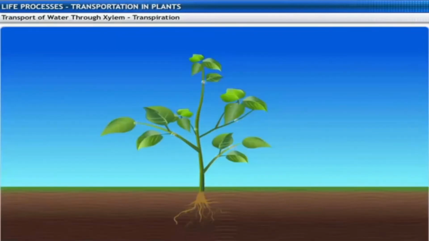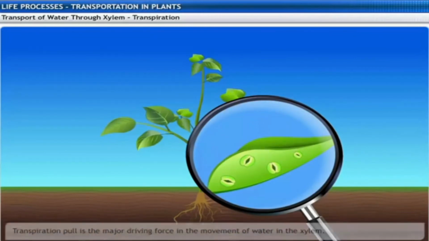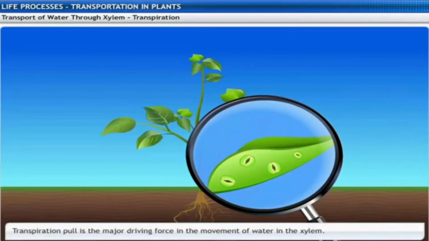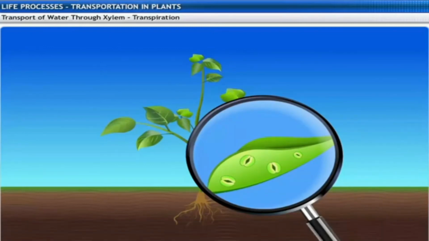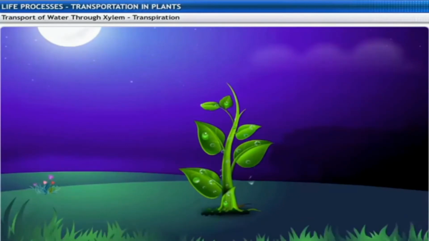Transpiration helps to cool the plants and to get rid of excess water. During the day, when the stomata are open, the transpiration pull becomes the driving force in the movement of water in the xylem. Transportation of water in small herbaceous plants is influenced by root pressure. It usually occurs during the night when soil moisture is very high. Water is lost in the form of water droplets, which we often see as dew on leaves.